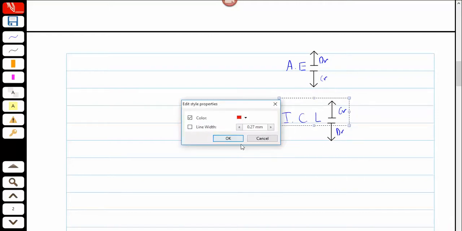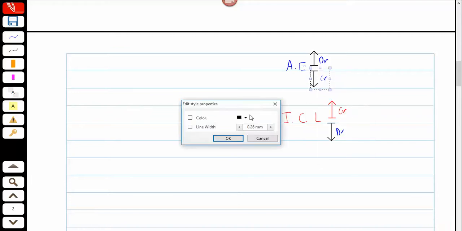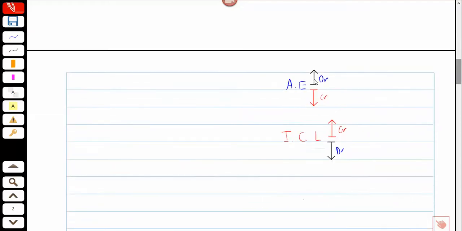So I will give this a red color, so that you remember it visually. Yeah? And let's change this arrow to blue.